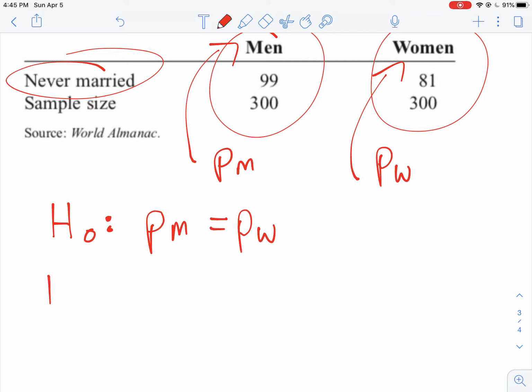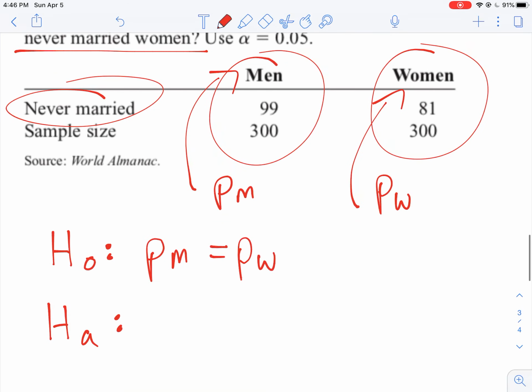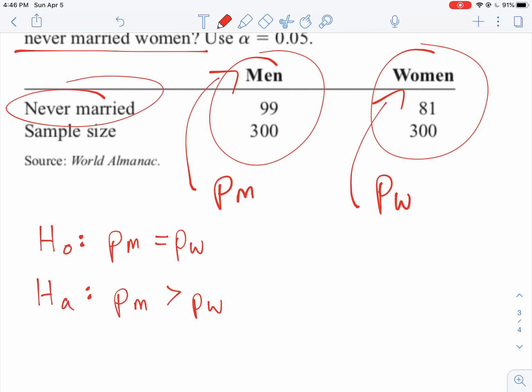Okay. Now, for our alternate here. In some cases, we've done two-sided tests where we're just proving that there's a difference. What we're looking for in this case is specifically that the proportion of never married men is greater than the proportion of never married women. So I'm going to do proportion of men is greater than the proportion of women. P of M is greater than P of W. This is going to make it a one-sided test in this case.